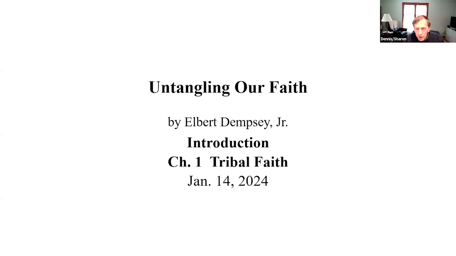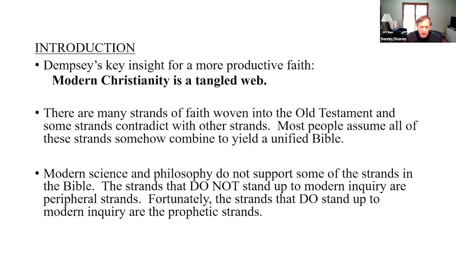So I'm going to cover the introduction, which just gives a broad overview of what's in the book, and then chapter 1, which is tribal faith. So in his introduction, he says that he thinks his key insight is to understand that modern Christianity is a tangled web. And he points out that this is what we're going to study over many chapters: there are many strands of faith woven into the Old Testament. Some of those strands contradict other strands in the Old Testament.